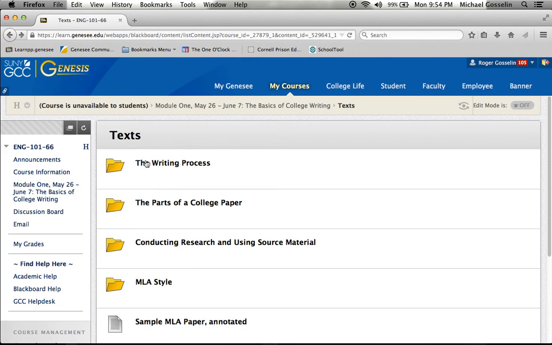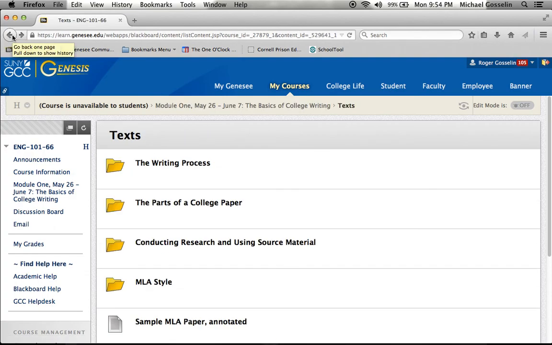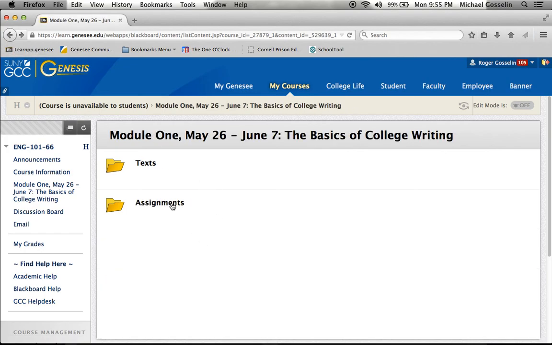So these are the texts, the writing process. And then under the text will be the assignments. We'll come back to that in a second.